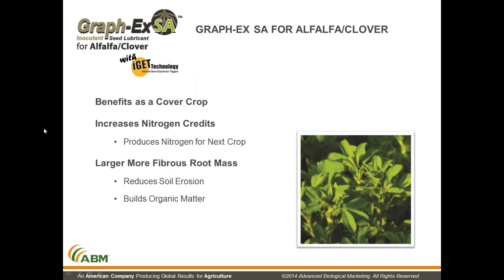Benefits as a crop, or even as a cover crop. The guy's planting a legume, or he's got clover in his cover crop mix. He's wanting to try to produce nitrogen for the next crop. So you increase nitrogen credits, and as a result, with the Graphex SA, we find we get a larger, more fibrous root mass, which helps reduce soil erosion and builds organic matter, which again helps to amplify what he's already trying to do.